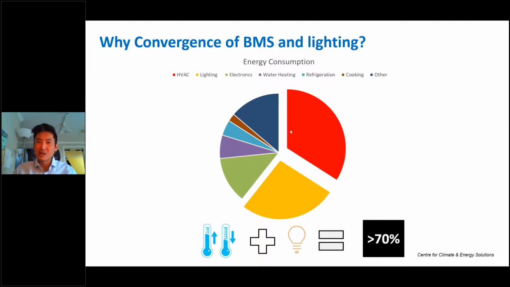Being that it's the biggest expense, it's important to somehow coordinate those two and make them work to increase productivity. I'm sure some of you have gone to an office where it's so hot or so cold that it distracts you from doing the work at hand.